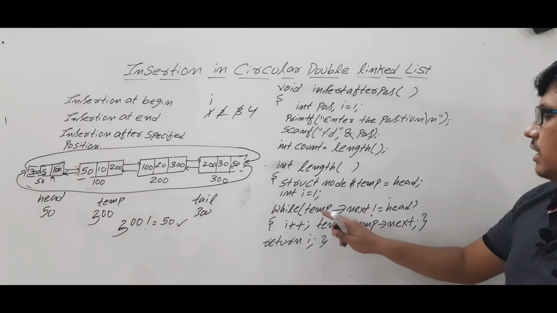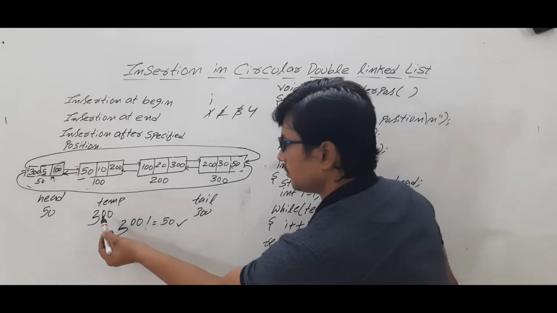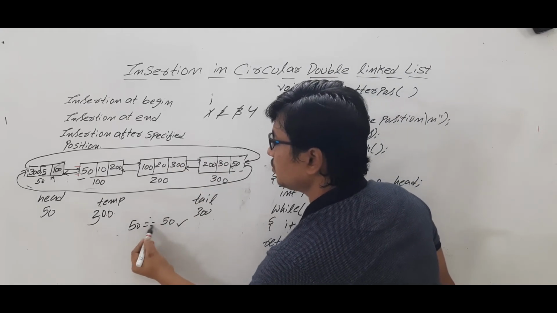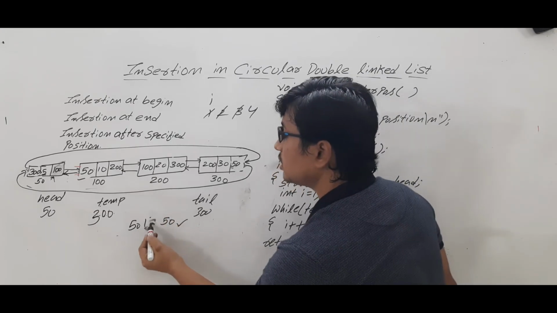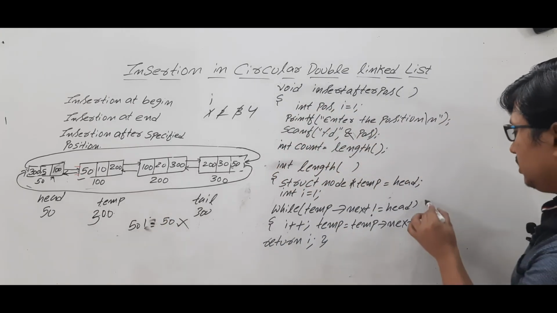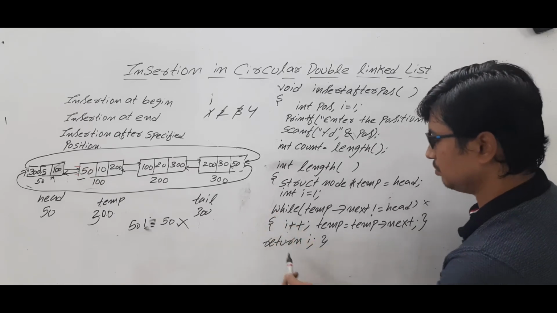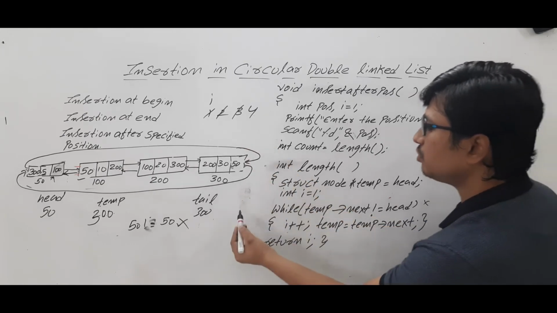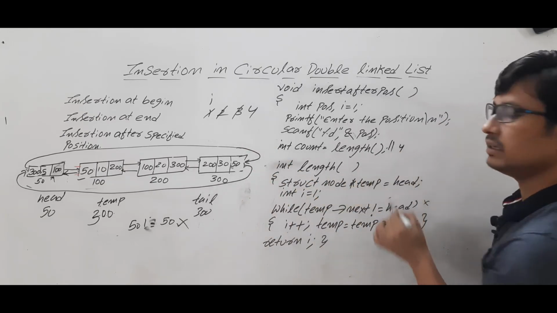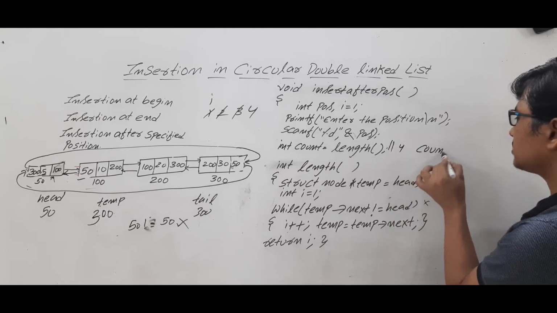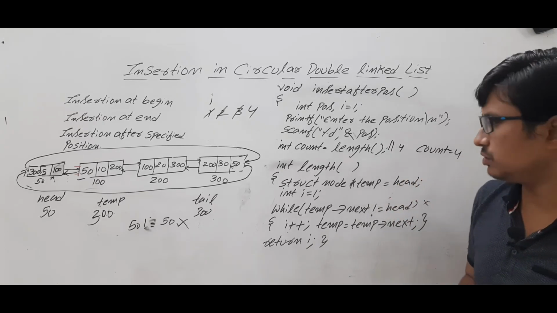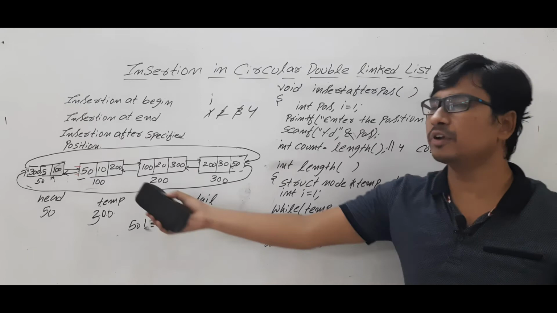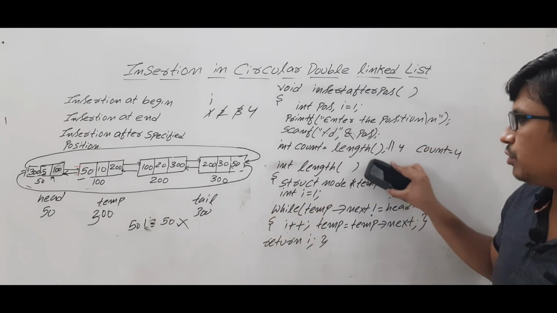Again you will check the condition, temp of next not equal to head. Temp is 300, 300 of next is 50. So 50 is equal to 50, but the condition says 50 is not equal to 50, so this condition will fail. If this condition fails, it will come out of the while loop. After coming out of the while loop, the statement is return i. What is the i value? 4. That value 4 will be returned and count will get the value 4. I hope you are understanding. So this is the way we write a user defined function called length to count the number of nodes in the circular double linked list. I hope you have understood.